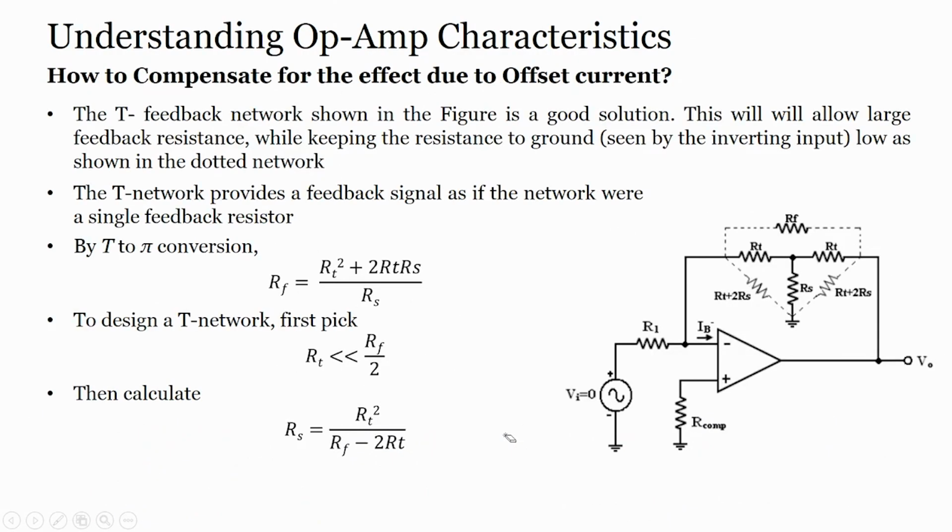Now, if I want to compensate for the effect of the offset current, what should I do? The feedback network here looks like a T, which is why we say the T feedback network shown in the figure is a good solution. How is it a good solution? It allows large feedback resistance while keeping the resistance to the ground seen by the inverting input low, as shown in the dotted network. With RT plus 2 RS, RT and RT, and here RS, this configuration will help to compensate the effect of the offset current.